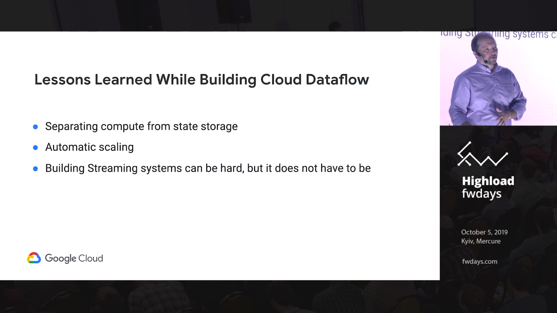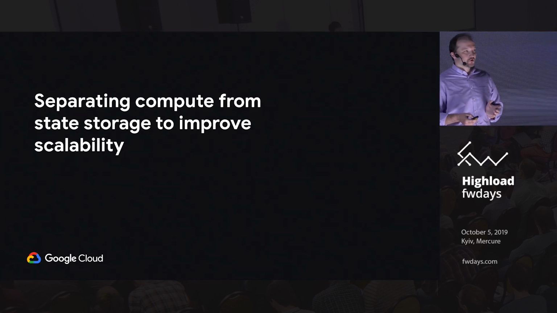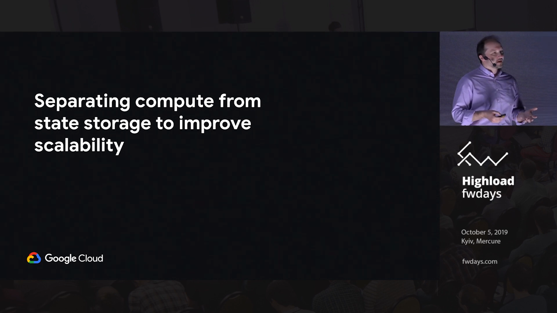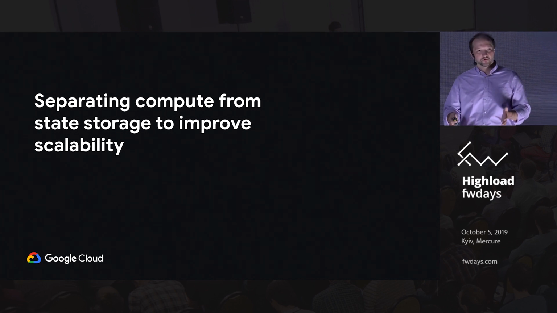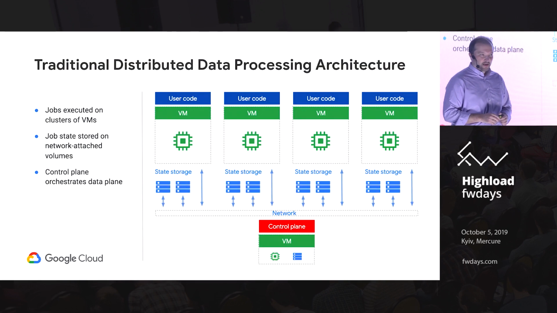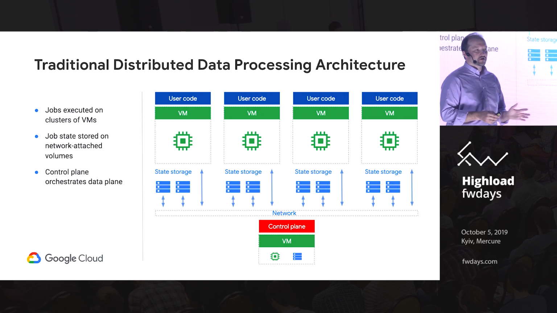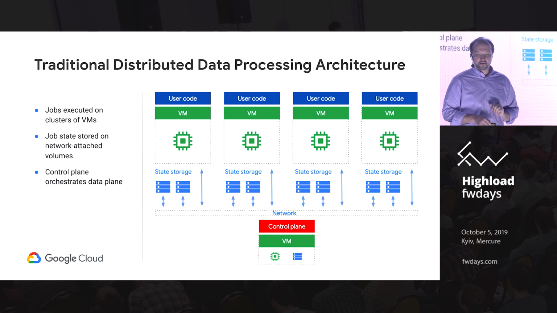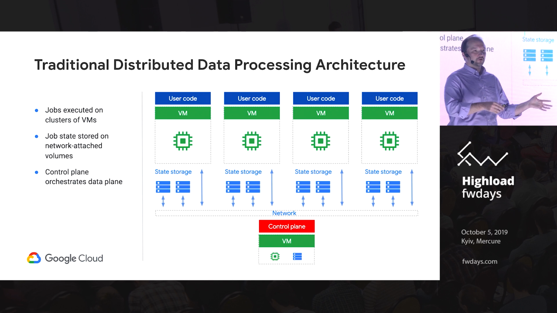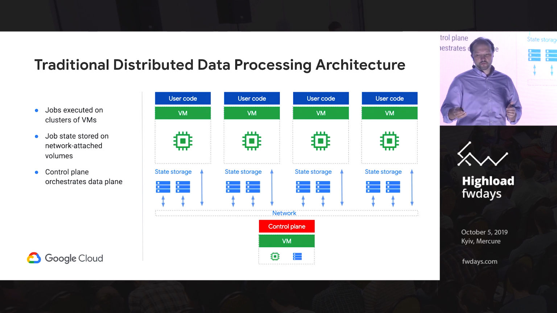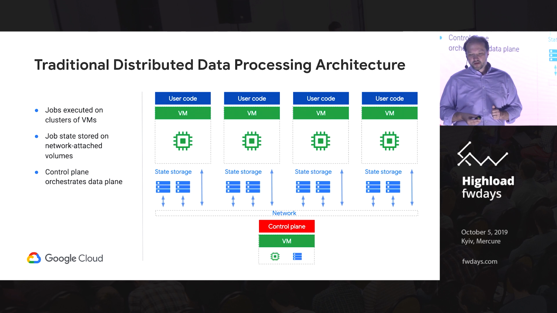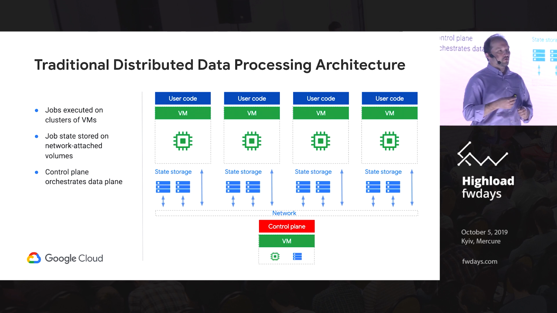So now I wanted to transition over to sharing some lessons that we learned by building the Cloud Dataflow service. And I wanted to start with the first lesson, which is you can achieve great scalability results if you separate state storage from compute. Let me explain what it actually means. If you look at the traditional data processing architectures that underpin many of the existing data processing frameworks, Spark and others, you have virtual machines that run user code in parallel. And these virtual machines typically have network-attached storage, the equivalent of disks. And all of these machines communicate through a network.